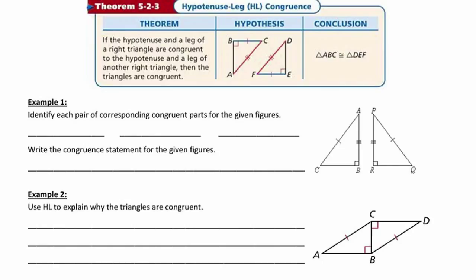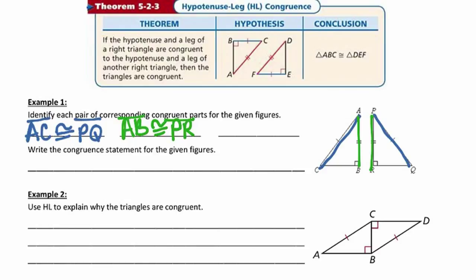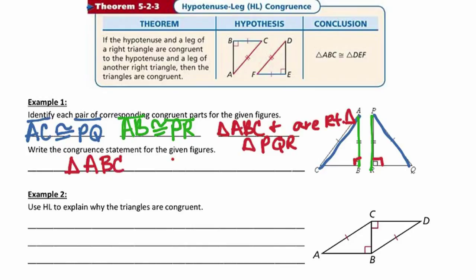As you can see in the figure, AC and PQ are congruent. We also know that AB and PR are congruent. And we also know that ABC and PRQ are right triangles. So we can write a congruence statement that triangle ABC is congruent to triangle PRQ by the hypotenuse leg congruence.